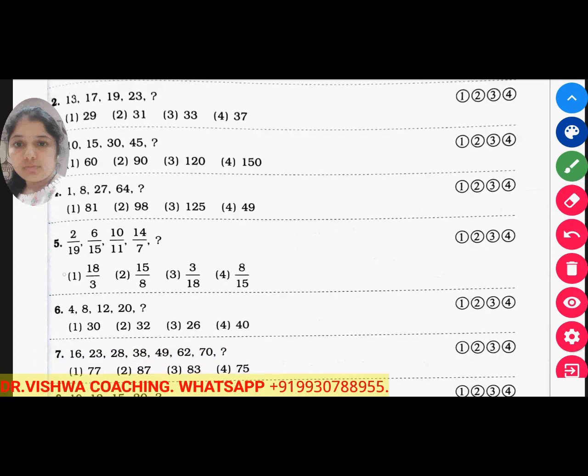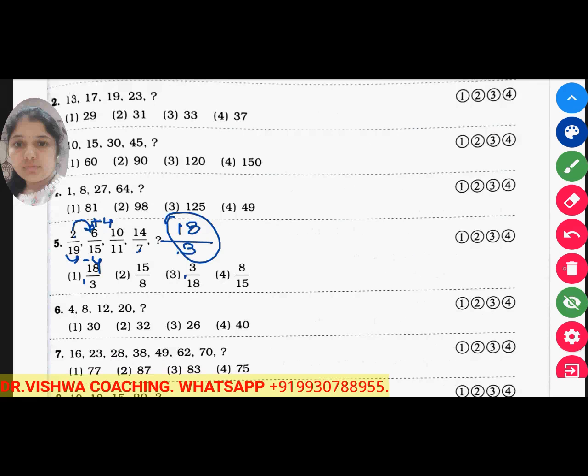Now the next is in the form of rational numbers, and if you look carefully, the numerator and denominator show different patterns. Now see, here you have to add 4 in each successive term, and here you have to subtract 4. So 7 minus 4 becomes 3 and 14 plus 4 becomes 18. So 18 by 3 is your answer.